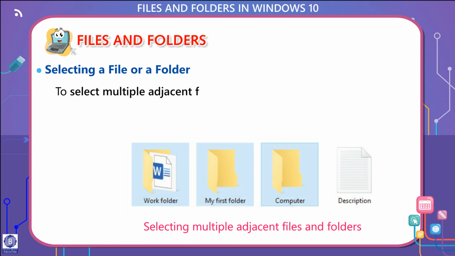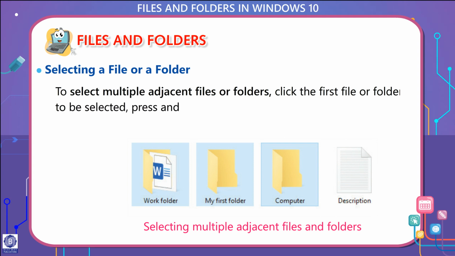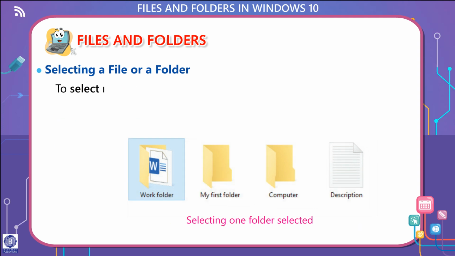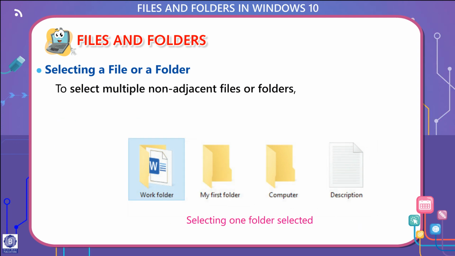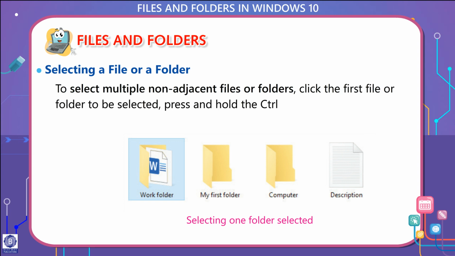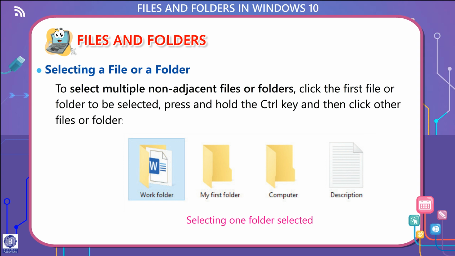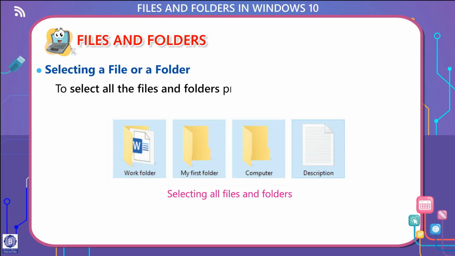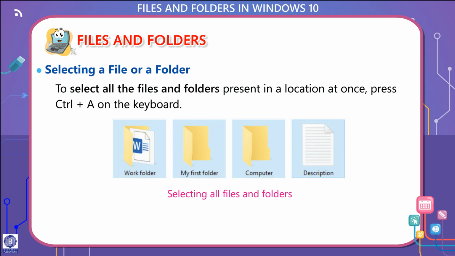To select multiple adjacent files or folders, click the first file or folder to be selected, press and hold the Shift key and then click the last file or folder to be selected. All the files and folders present in between are selected. To select multiple non-adjacent files or folders, click the first file or folder to be selected. Press and hold the Control key and then click other files or folders that you want to select. To select all the files and folders present in a location at once, press Ctrl+A on the keyboard.